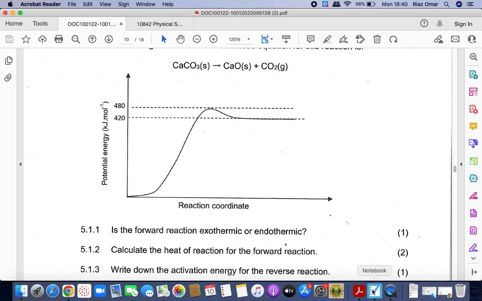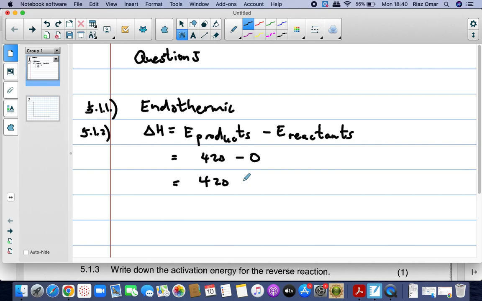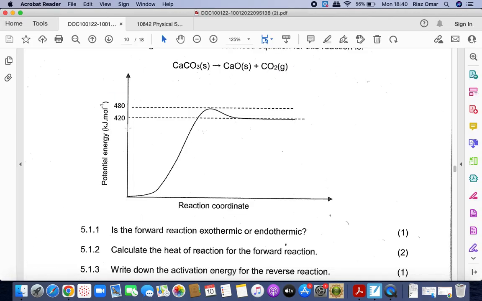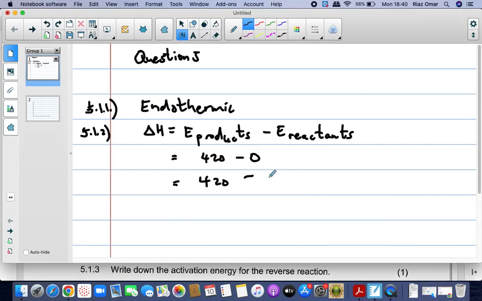Kilojoules per mole, or kJ·mol⁻¹. Okay, so that will be 5.1.2.